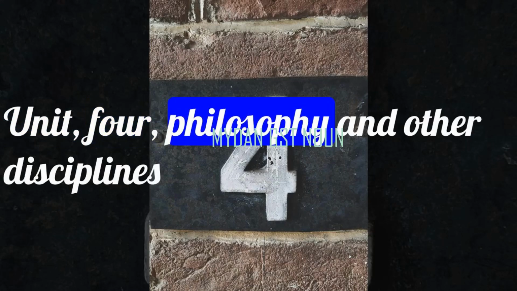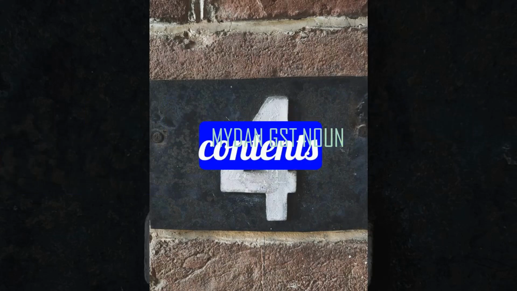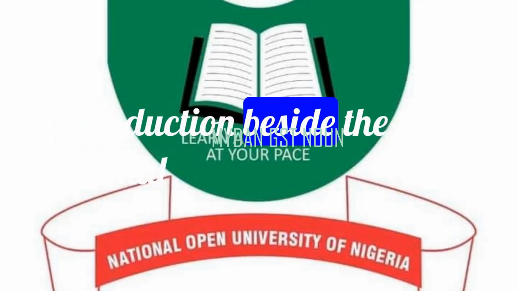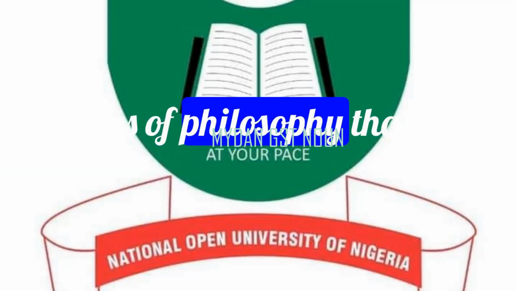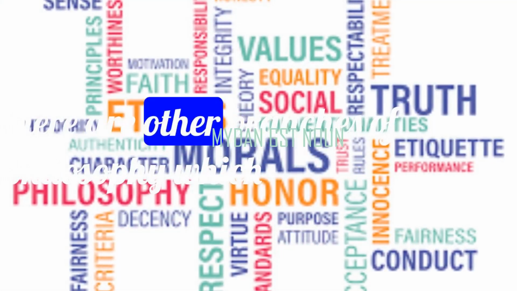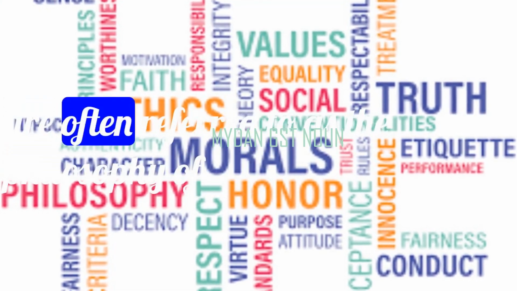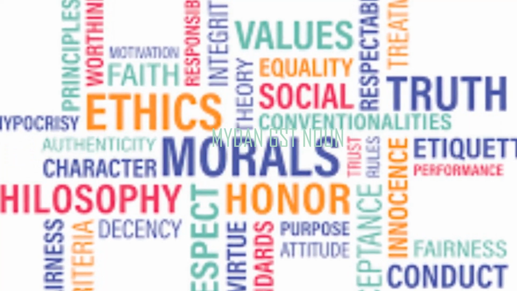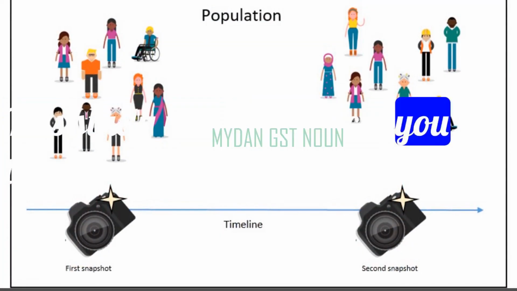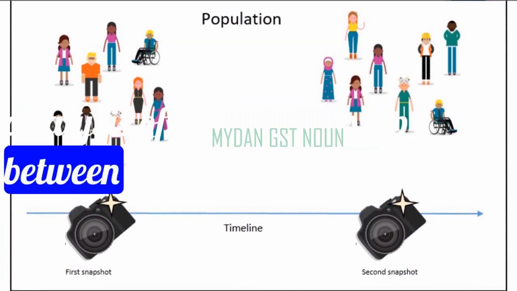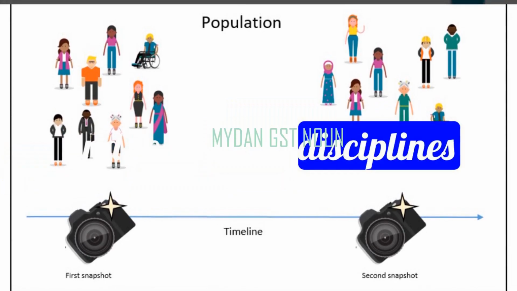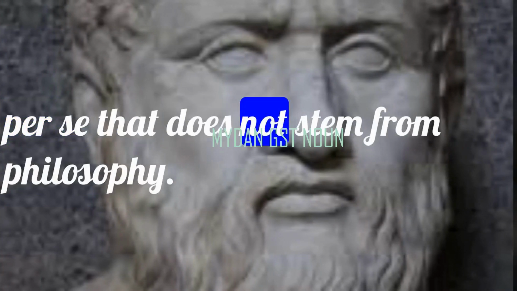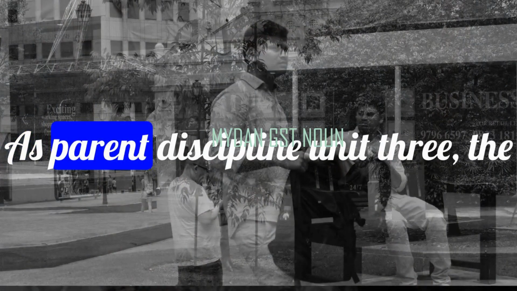Unit 4. Philosophy and Other Disciplines. Contents. 1.0 Introduction. Besides the four traditional branches of philosophy that you have learned above, there are other branches of philosophy which are often referred to as the philosophy of the infrastructure of disciplines. This study unit introduces you to the analysis of the relationship between philosophy and some other disciplines, bearing in mind that there is no discipline per se that does not stem from philosophy as parent discipline.